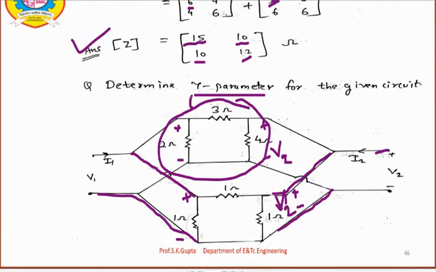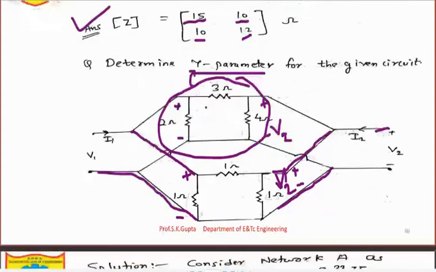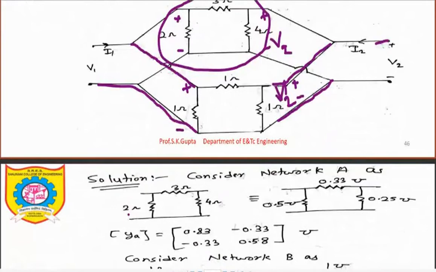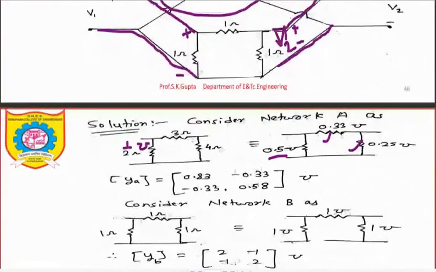Okay, we know that for a pi network, Y parameters can be easily determined. But first, you have to convert resistance in ohm into conductance in mho. So 2 ohm, we have to convert into mho. So 1 upon 2 is nothing but 0.5 mho. 1 by 3 is nothing but 0.33 mho. And 1 by 4 is nothing but 0.25 mho. So first convert ohm into mho, and we get the admittances.